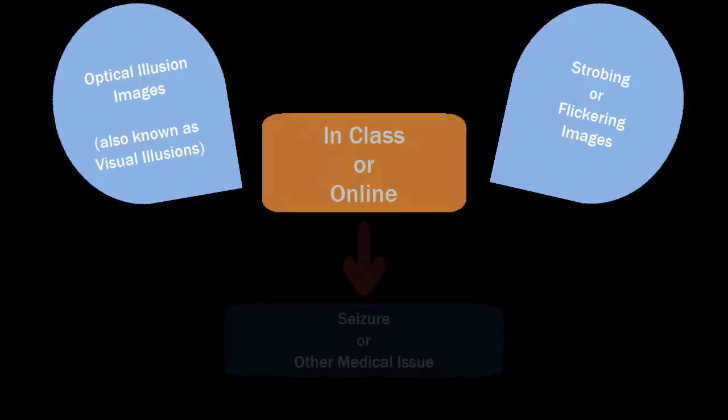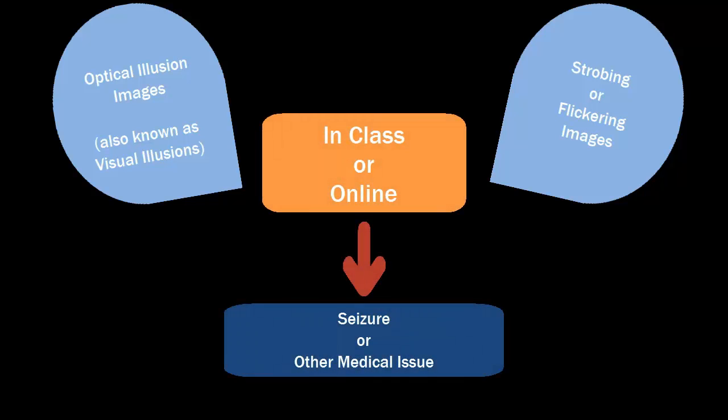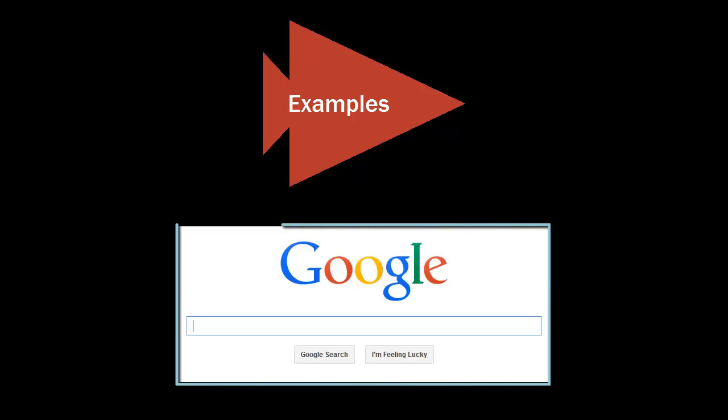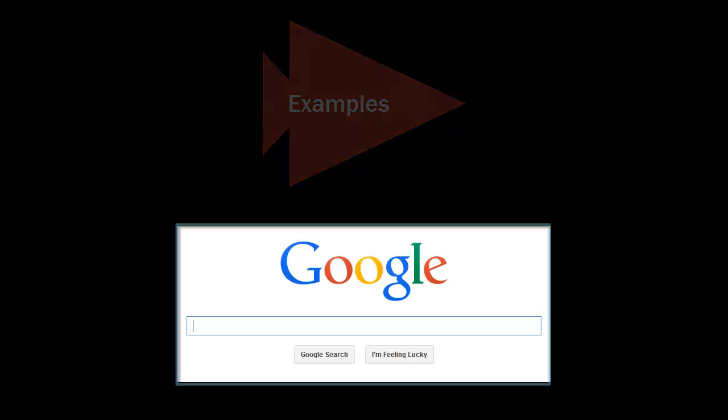Using optical illusion images, also known as visual illusions, as well as strobing or flickering images in class or online could cause your students to have a seizure or cause another medical issue. We will show examples of these in case you're unsure of what these are, or you can also use a quick Google search to find examples of these as well.